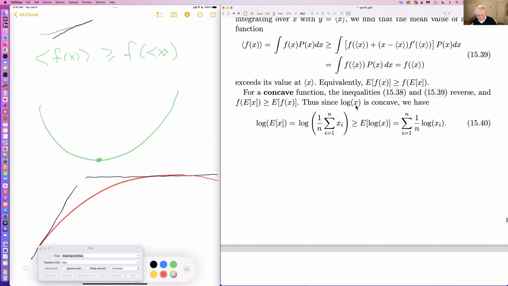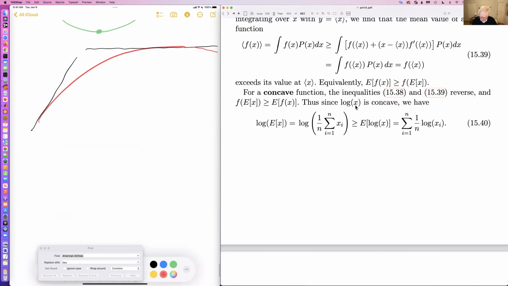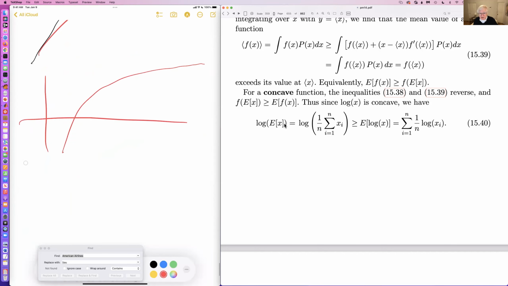Log of x is concave. And remember, here's a graph of log of x that looks something like this. It increases slower than any power of x. And so here what we have then is that log of the average value of x is greater than or equal to the average value of log x.